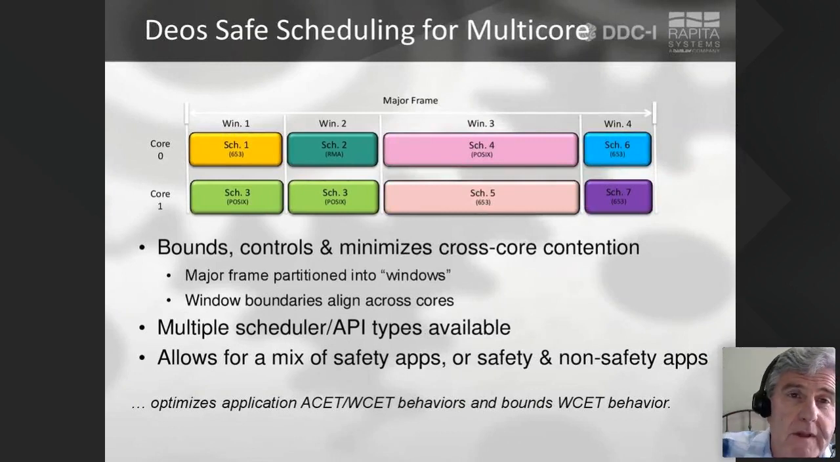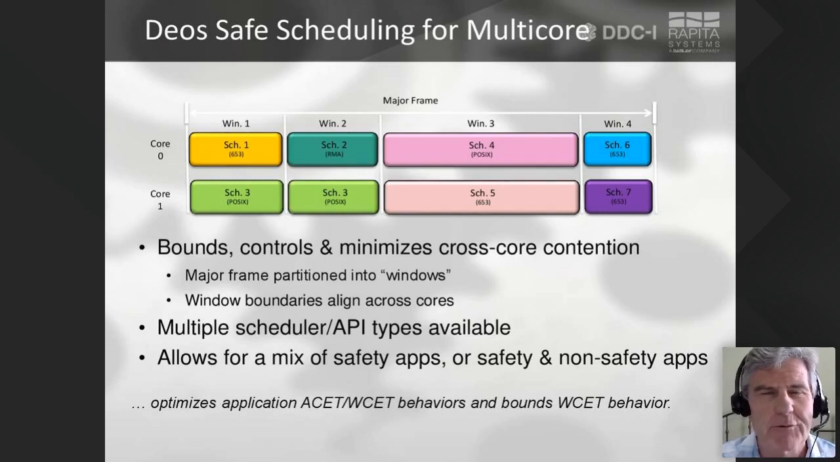Okay, so let's start out with Deos safe scheduling. The timeline is broken up into windows. The number of windows and the length of windows are configured by your integrator to meet your system requirements. The window boundaries are identical on each core. We're showing 2 cores here, but the windows and the multiple schedulers that you see are applicable to a single core. By spanning the cores and the window boundaries, you get to define what schedulers can operate concurrently. And of course, you define what is actually executing in the context of each one of those schedulers.